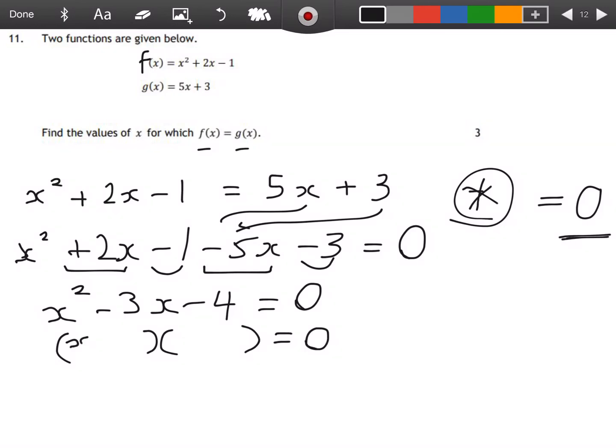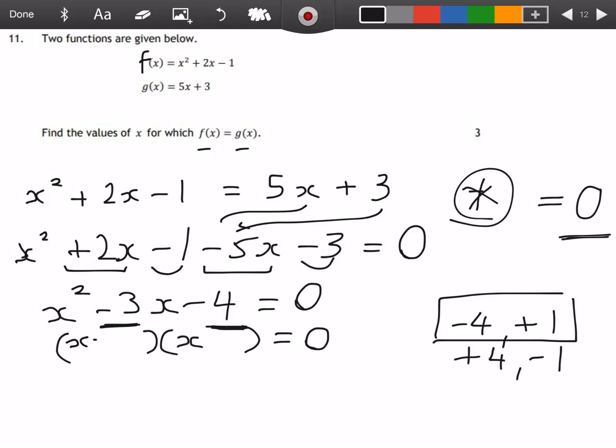x times x for your x squareds. 2 numbers that multiply to negative 4 that need to add up to -3. Two numbers that multiply to -4. -4 times +1, or maybe +4 times -1, which is the correct combination that will add up to -3? It's going to be this one. (x minus 4)(x plus 1).